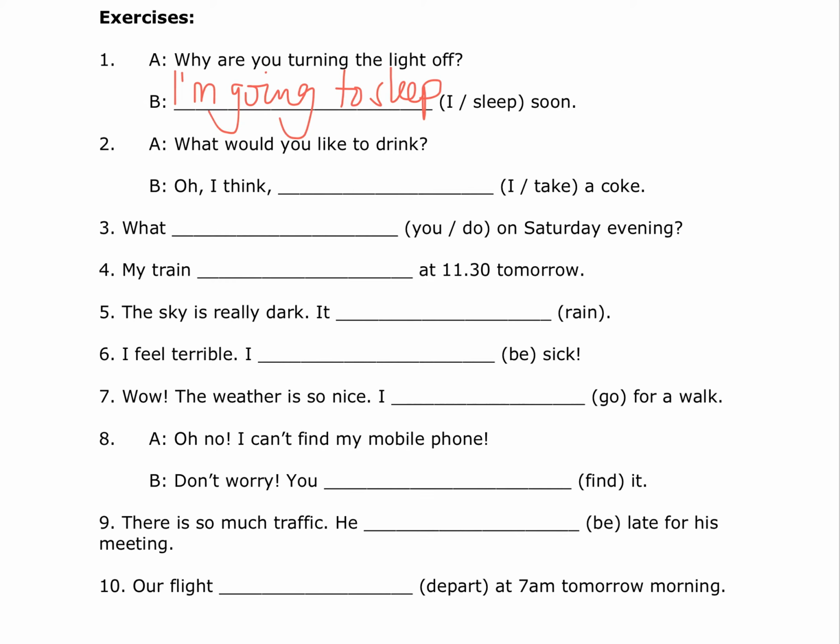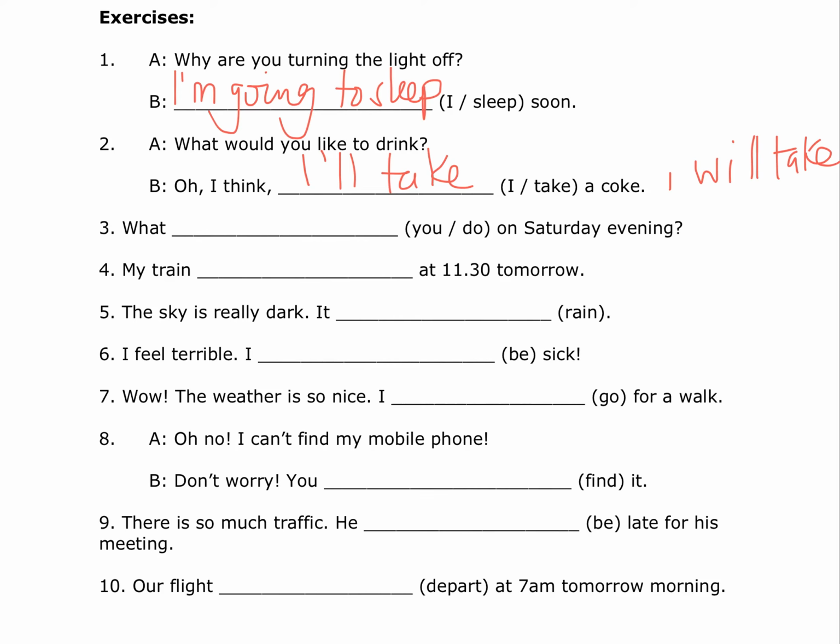Now, let's have a look at the second example. A: What would you like to drink? B answers, oh, I think I'll take a Coke. This is the short form. So you could also say, I will take a Coke. This is a spontaneous decision at the time of speaking.